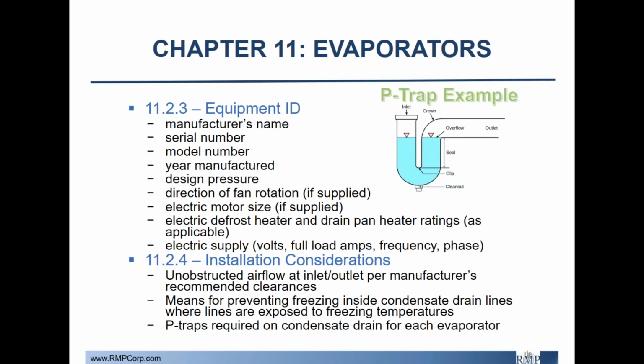In addition, for forced air evaporators, equipment identification information is important. Includes manufacturer name, various other information that will be just attributed to the equipment serial number, model number. The direction of fan rotation is important if it's supplied and if it's there. The electric information for motor size, the heater ratings, and electric supply information should also be recorded somewhere.